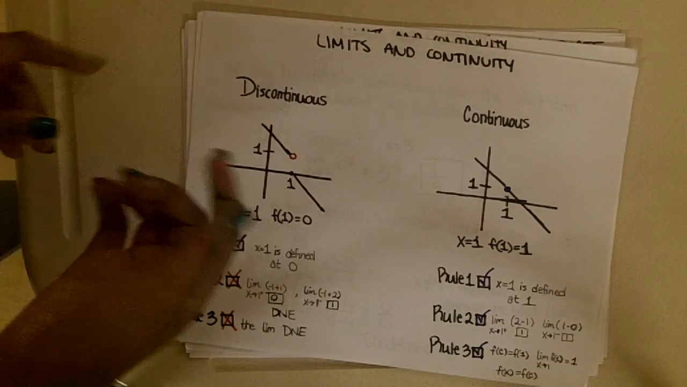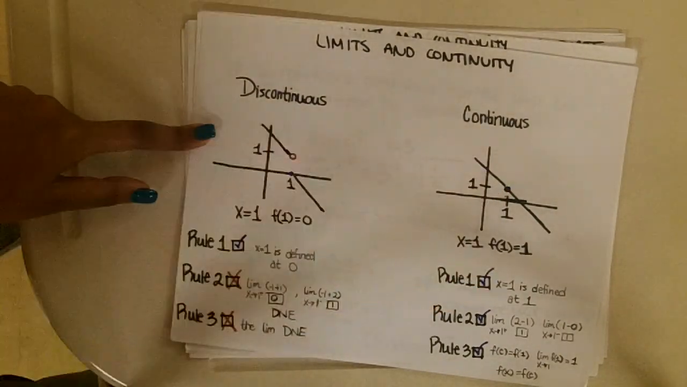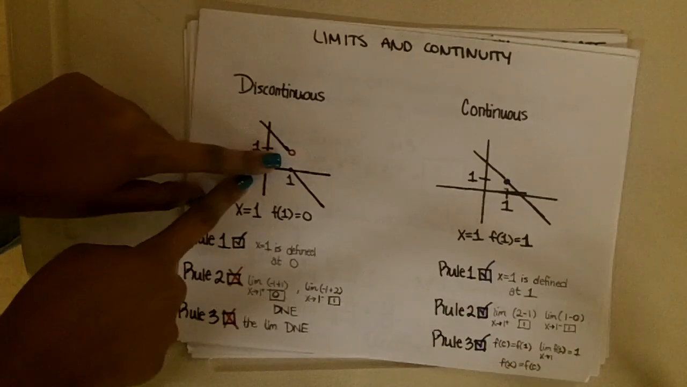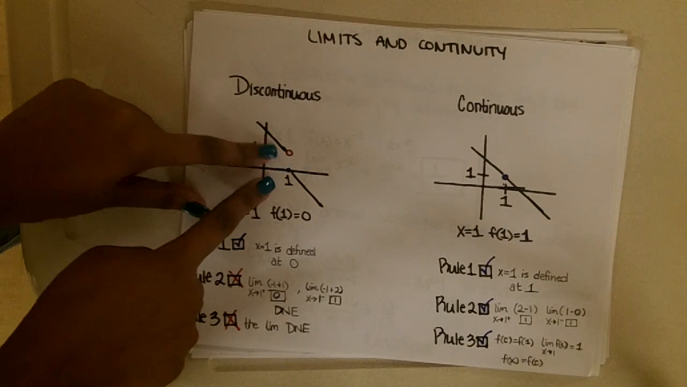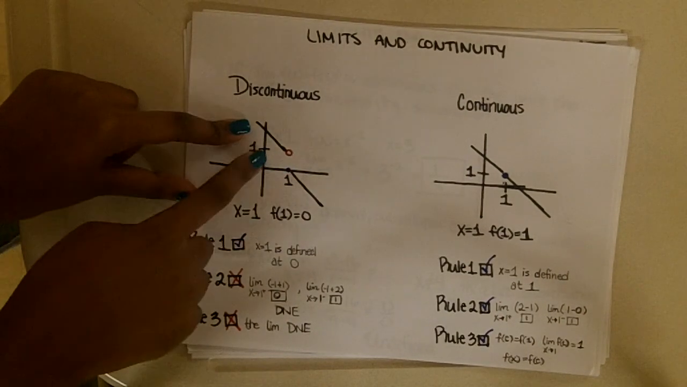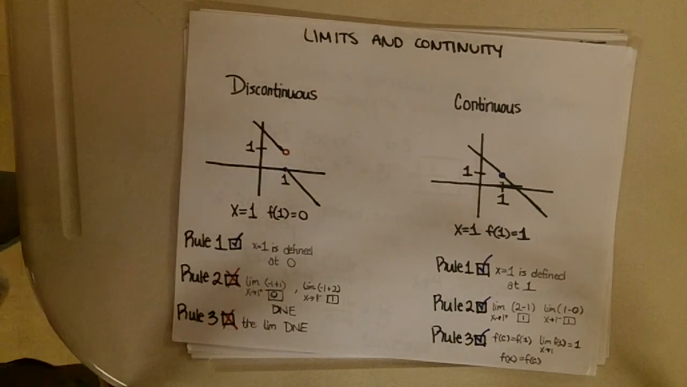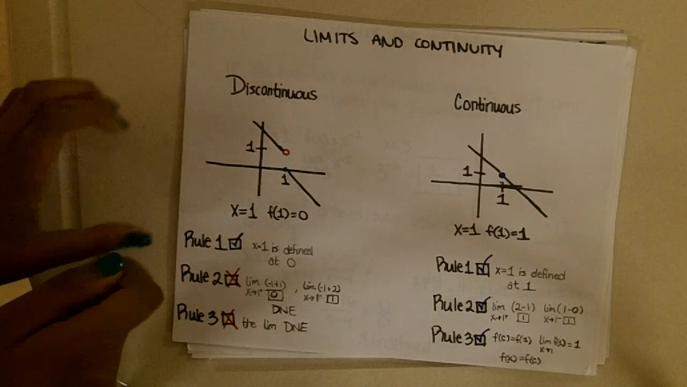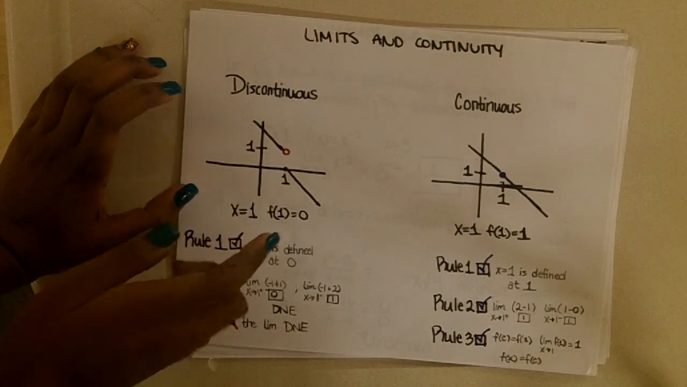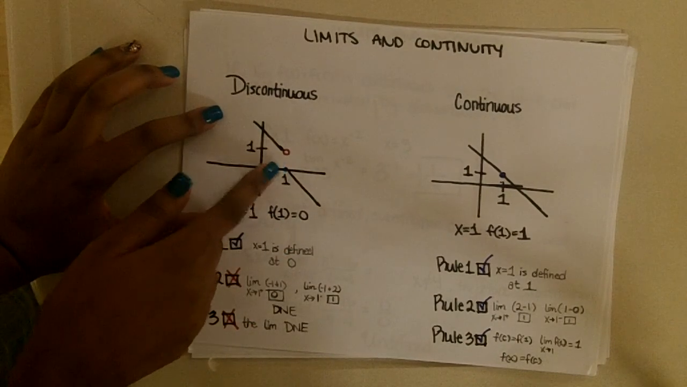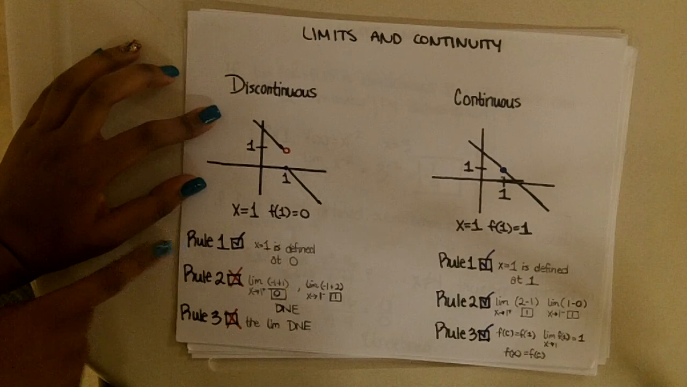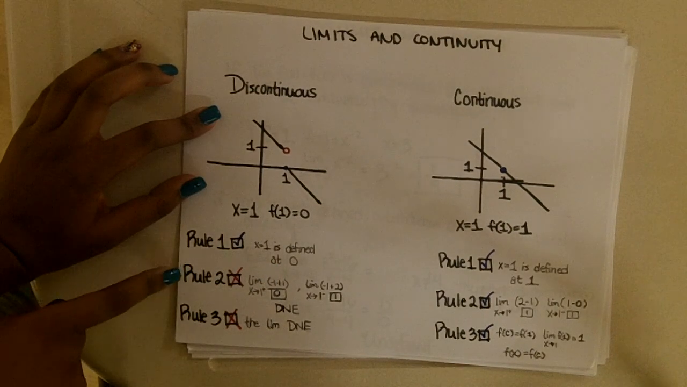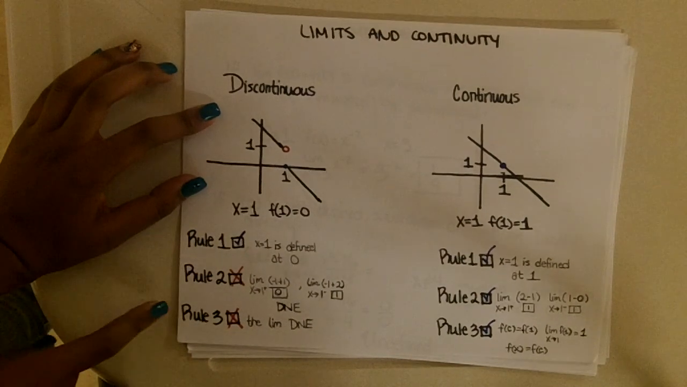Now, the difference between a discontinuous and a continuous function. A discontinuous function has a break or numerous breaks or interruptions within the graph, as you can see here. So, the graph: x equals 1, f of 1 equals 0, which is c. So rule number 1, x equals 1 is defined as 0. Rule number 1 is verified.